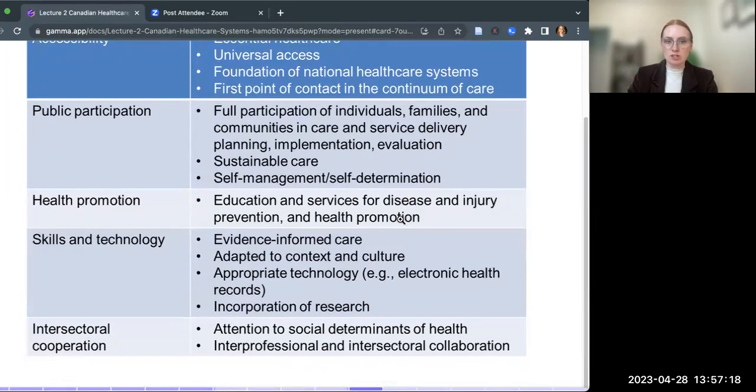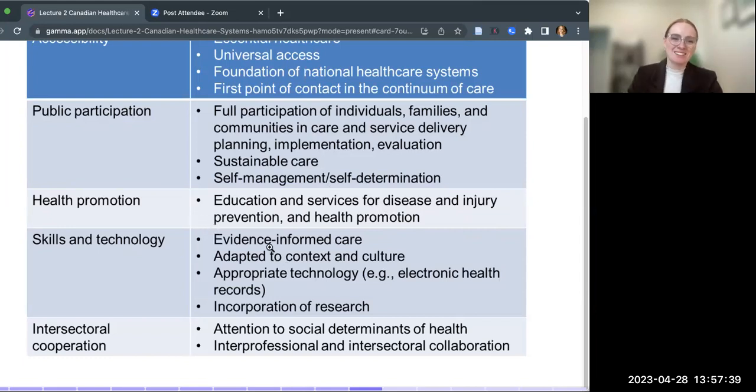And health promotion. So education and services for disease and injury prevention and health promotion, again, trying to move more upstream to preventative care rather than later stage care that happens in the hospital that's more expensive and not as good for the system, I guess.